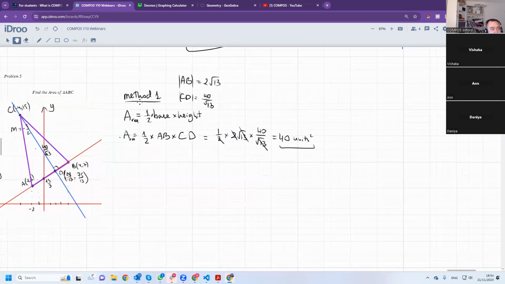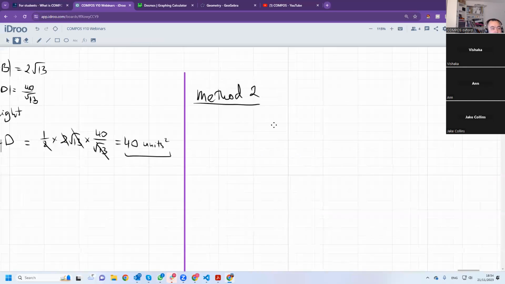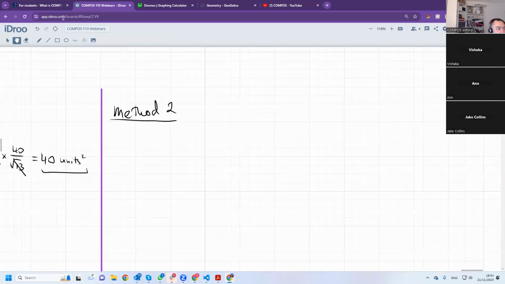Now, method 2 is a longer method, but I just want to show you so that it's another arrow in your quiver.